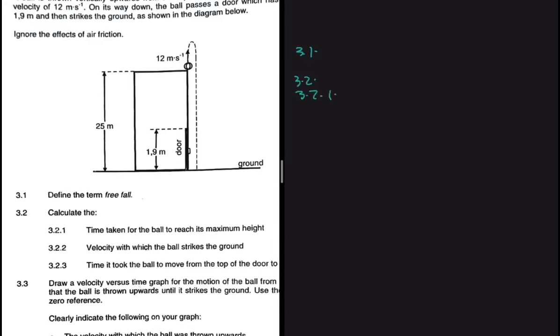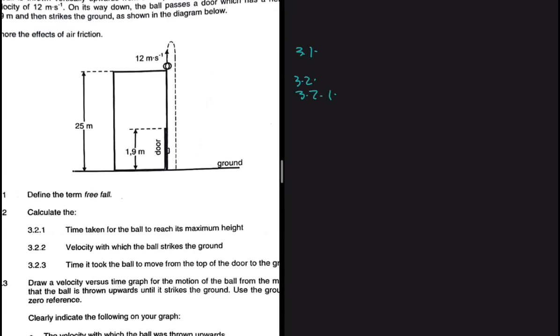3.2.1 is saying let's calculate the time taken for the ball to reach its maximum height, right? So let's do a bit of conceptualizing here. We are at the top of the building here, and then the ball is thrown up with some Vi, which is equal to 12 meters per second, right? And then the ball goes up until it reaches some maximum height.